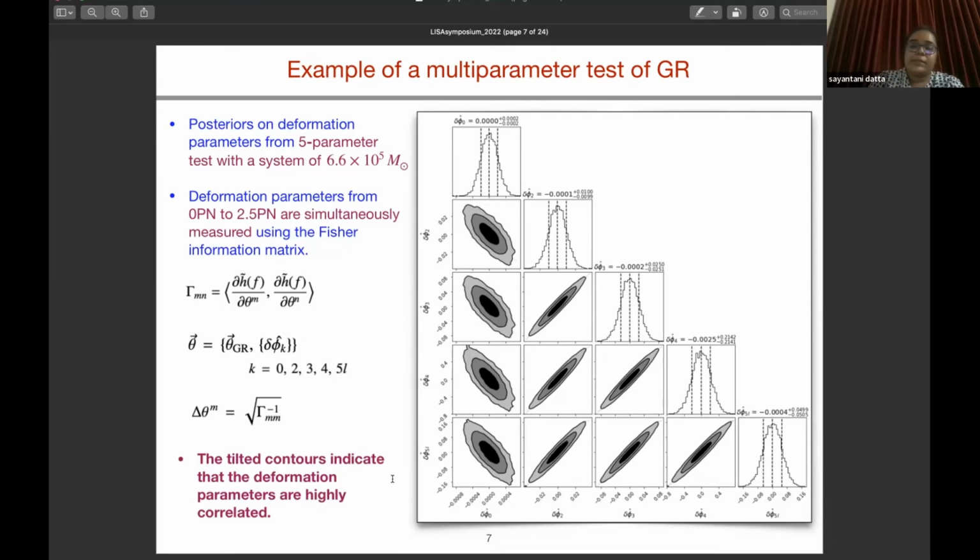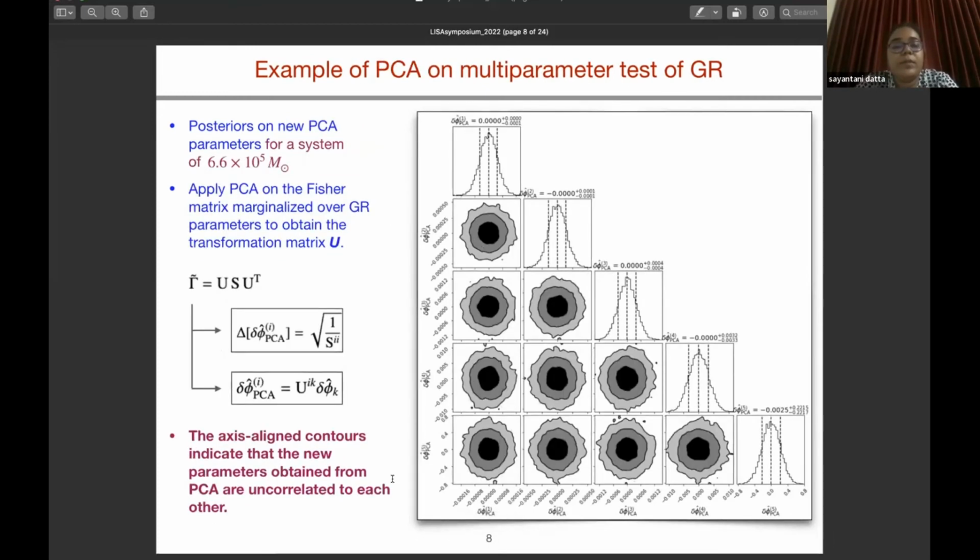Now, using the same system, I have performed a PCA on these posterior samples. How that's really done is that I have taken the marginalized Fisher matrix for the same system, and I have diagonalized it using the equation shown here. This directly gives me the errors on the PCA parameters, which is nothing but the square root of the inverse of this diagonal matrix S.